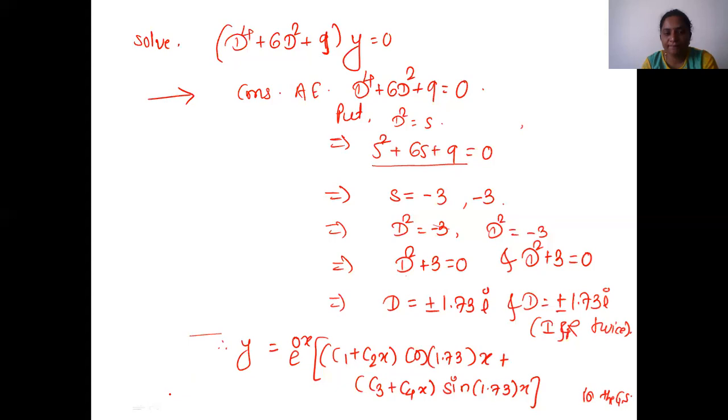Completed? This e raised to 0x, this value is 1. It's okay that you will not write it. You can just write C1 plus C2x into cos plus C3 plus C4x into sin. This, as its value is 1.